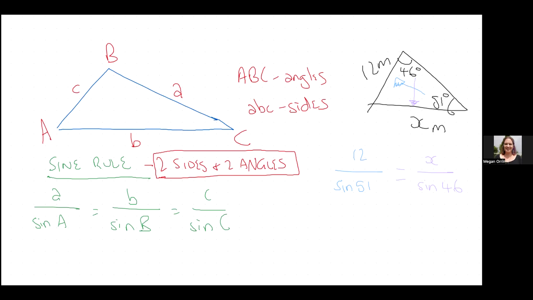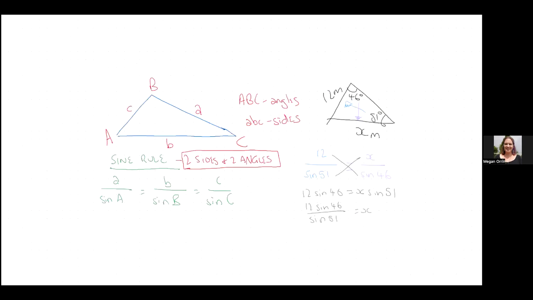Cross multiply, okay? So I'm going to cross multiply this situation. So I have 12 times sine 46, right? That's this, equals this one, X times sine 51. I need to get X by itself. So how do I move sine 51? Divide it. It's multiplying, so I divide it. And then I haven't actually done anything interesting yet. I can just type all of this into a calculator at once. I don't actually need to do anything.